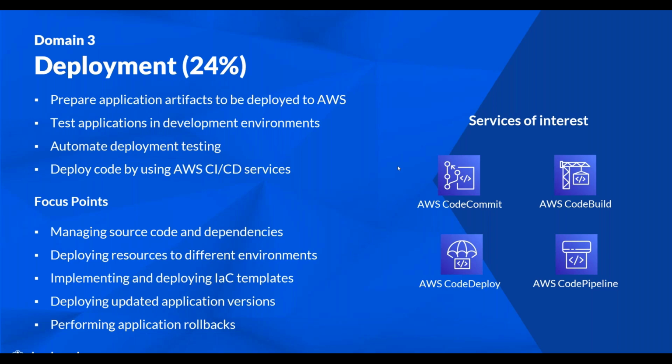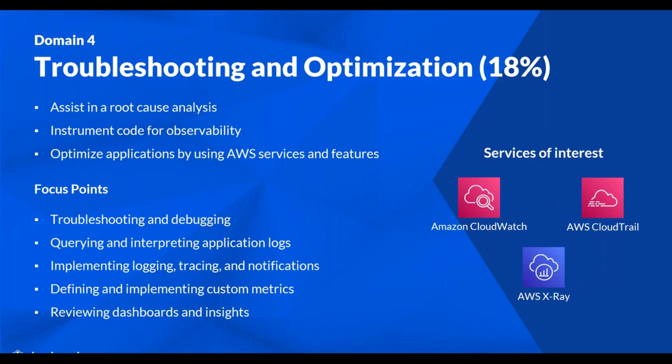And last but not least, we have the final domain, domain 4, which is troubleshooting and optimization. So this domain is going to have you put your developer hat on for debugging and also for troubleshooting. So assisting in a root cause analysis, using a service like AWS X-Ray to instrument your code for observability. Obviously, services of interest here are going to be CloudWatch and CloudTrail as well. CloudTrail, obviously, for managing all of your logs, any API calls that are made, you would be looking towards your CloudTrail logs to do further analysis of that.